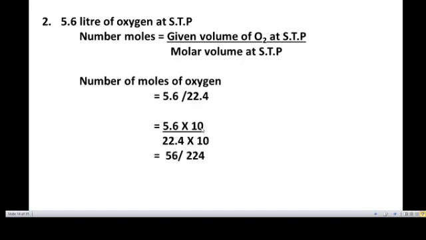5.6 by 22.4, we have to multiply both sides by 10. So 5.6 into 10 is 56, and 22.4 into 10 is equal to 224. So 56 by 224 is equal to 1 by 4, since 4 into 56 is equal to 224. So the simplest form is 1 by 4. 1 by 4 means 0.25 mole of oxygen. So 5.6 liter of oxygen at STP is 0.25 mole of oxygen.